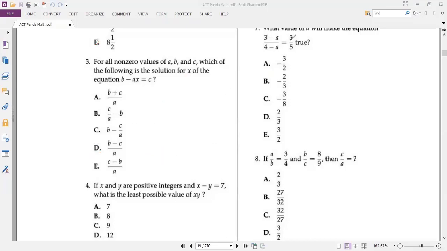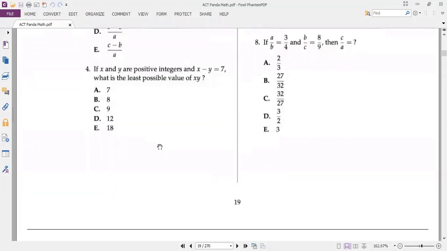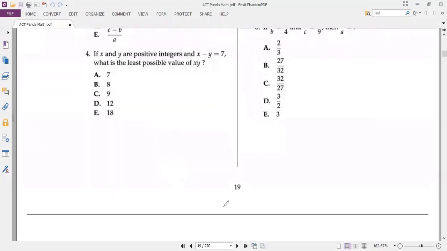The other question here, not less than 1 minute, by the way. The other option here: if X and Y are positive integers, take care of this word, please, and X minus Y equals 7, what is the least possible value of X times Y? So if both are integers and the difference equals 7, this must be 8 minus 1.